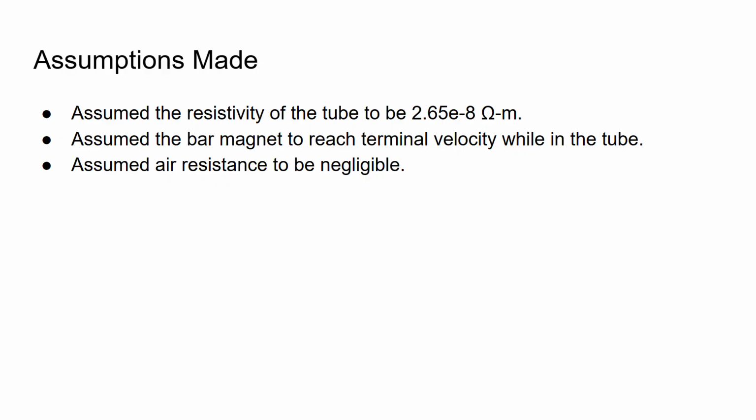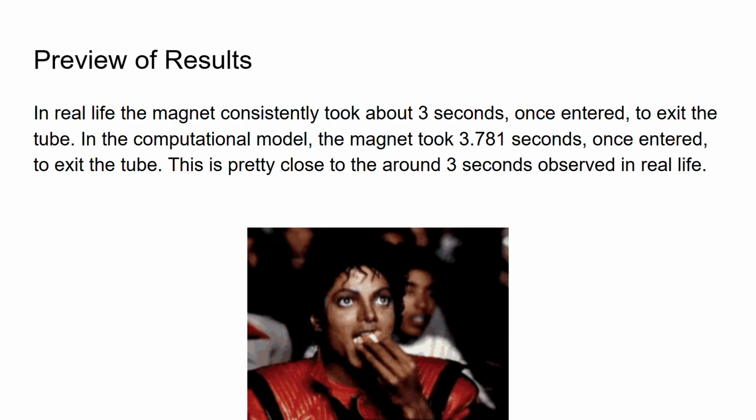Assumptions made: assume the resistivity of the tube to be 2.65 times 10 to the negative 8 ohm meters. Assume the bar magnet reaches terminal velocity while in the tube. Assume air resistance to be negligible.